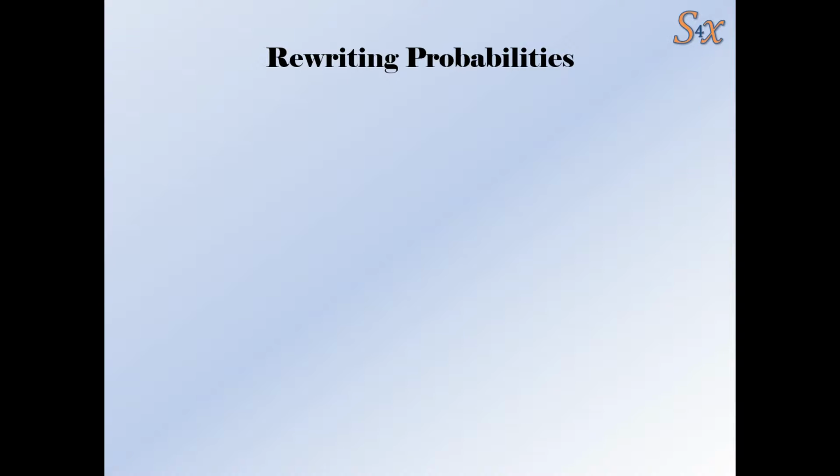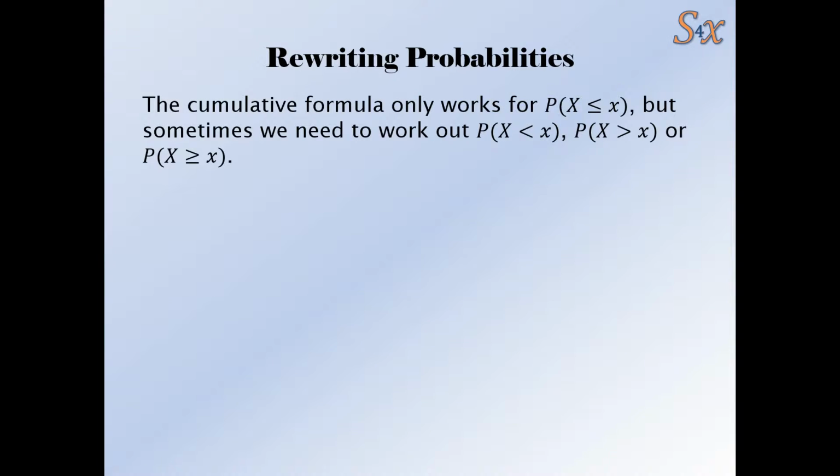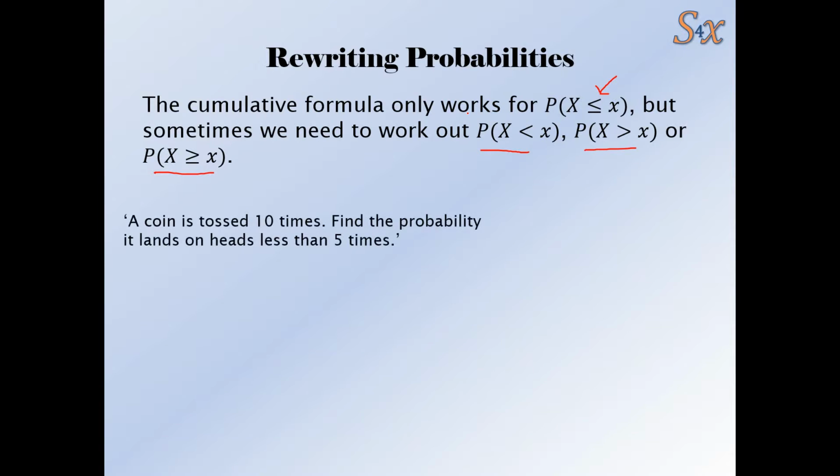So, rewriting probabilities. The cumulative formula we've been looking at just before looked like this, didn't it? The probability that X is less than or equal to x. But sometimes we might want to work out things like this. Now our formula doesn't do this, so we need to convert those probabilities to use the less than or equal to sign. We will always try and use the less than or equal to sign. So let's see some examples.